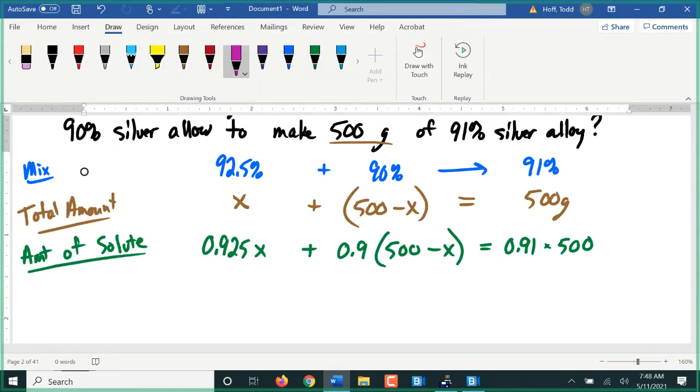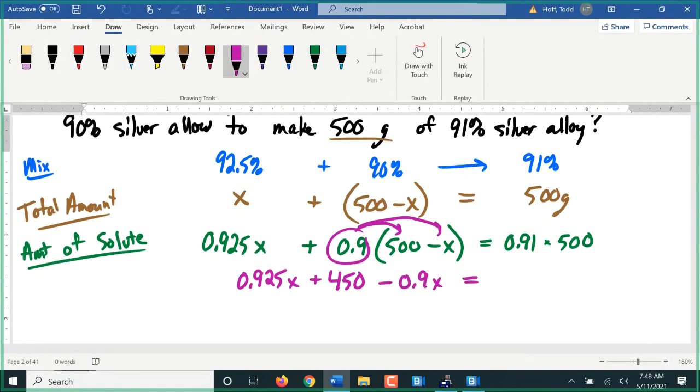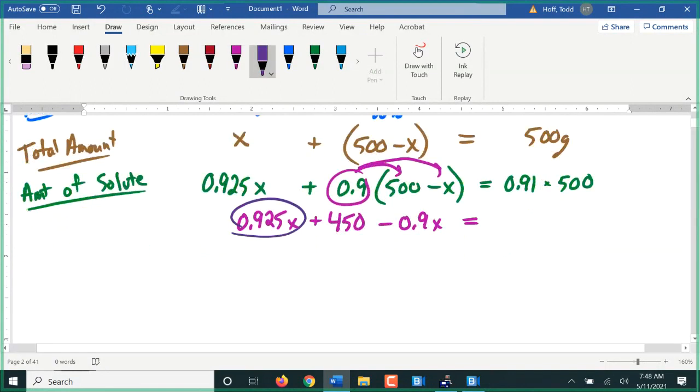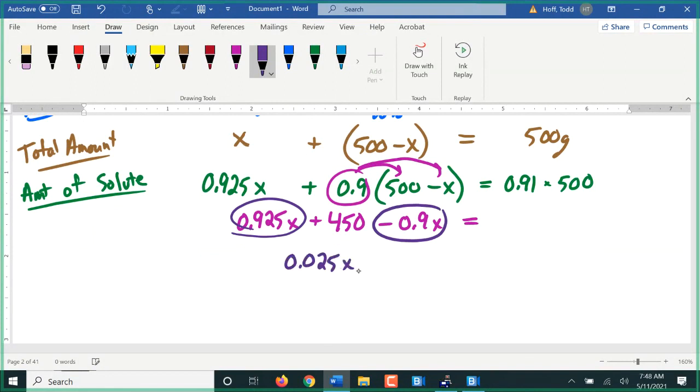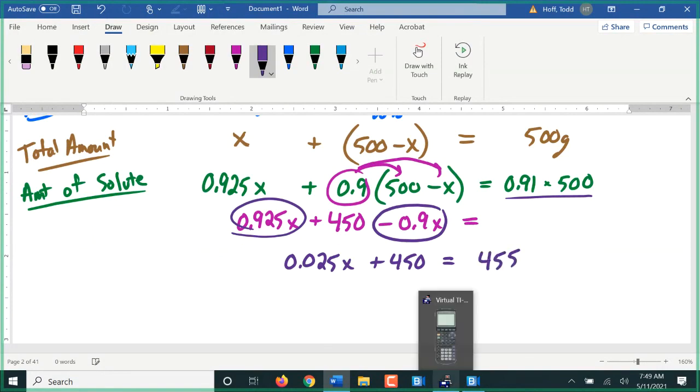So again, my next step, this is the equation I'm going to solve, so it's to start combining. 0.925 times X is just 0.925X. Plus, we're going to distribute the 0.9. 0.9 times 500 is 450. 0.9 times negative X is a negative 0.9X. Well, there's more that we can combine over here. We can combine the 0.925X and the negative 0.9X to get 0.025X. And of course, the positive 450 is still there. And then on the right side, it's the 0.91 times 500, which is 455.